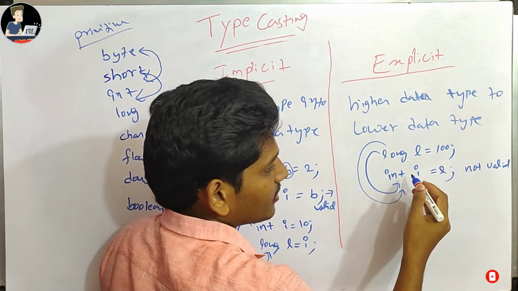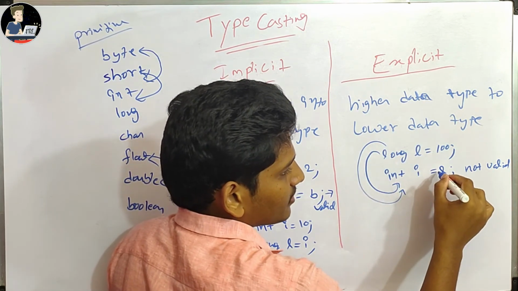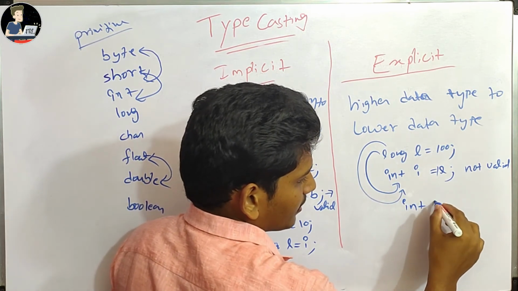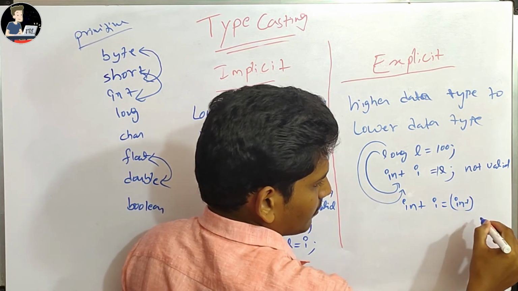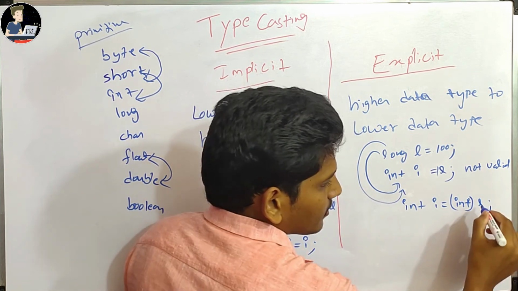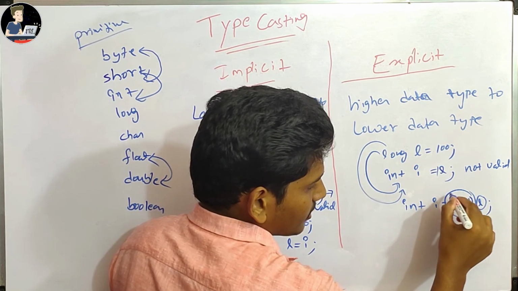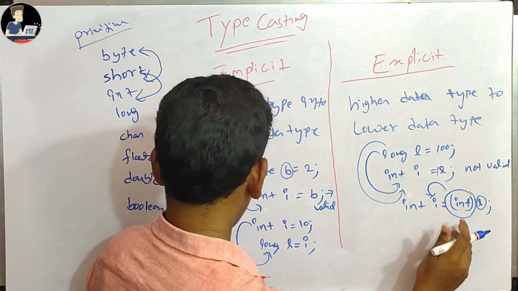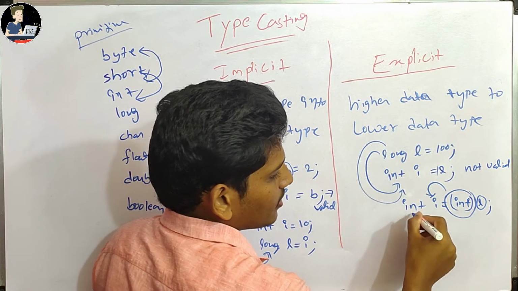While we are assigning a higher data type into a lower data type, we explicitly typecast, like int i equal to (int) l. This long value is converted into an integer value, and then we assign this value to the integer variable. Like this, we explicitly typecast the higher data type to the lower data type.